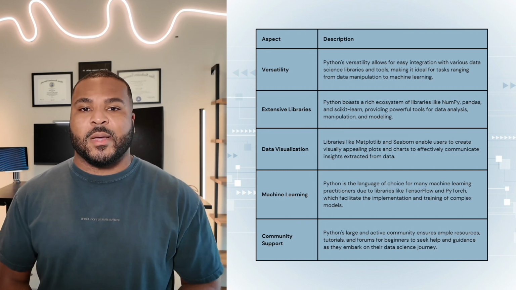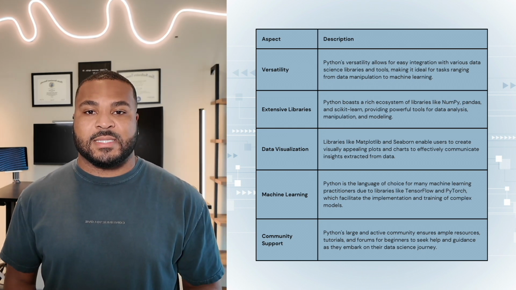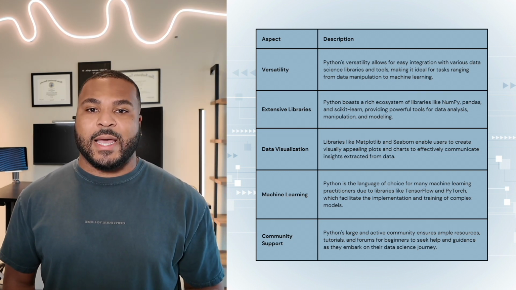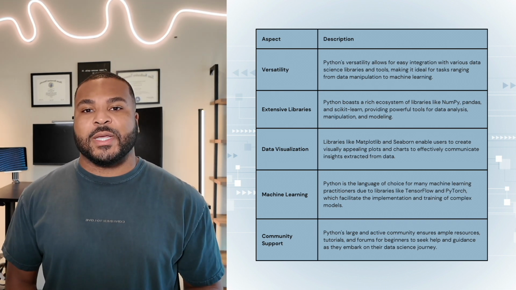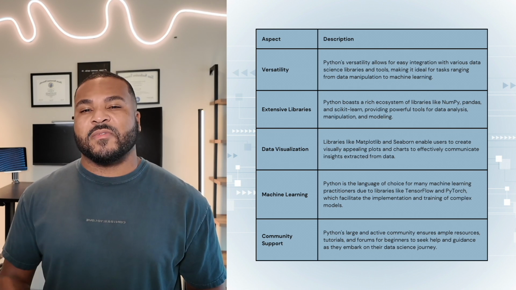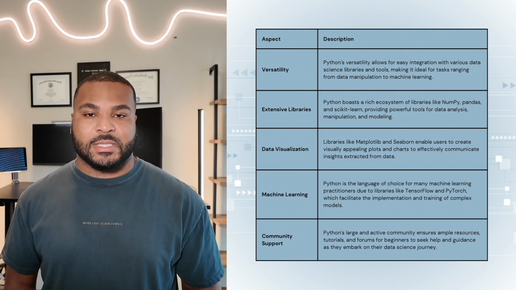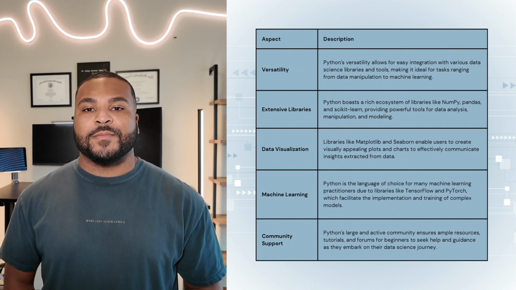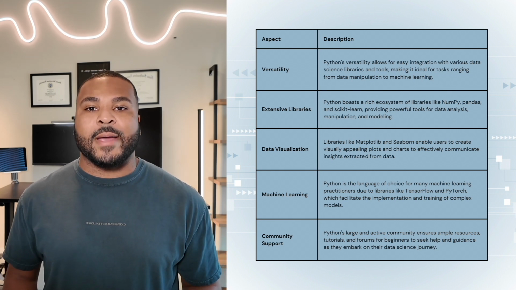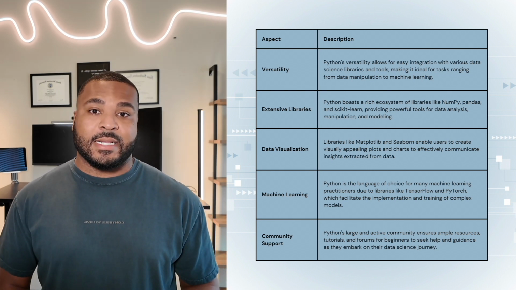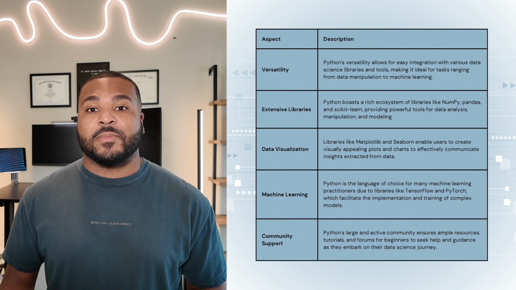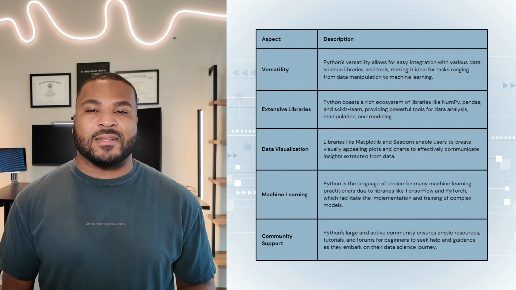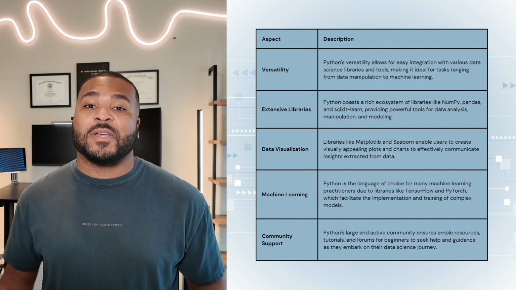And lastly, data visualization with Matplotlib. So Python has become a cornerstone in the realm of data science. And there are several reasons why it's widely regarded as the go-to language for anyone venturing into this field. First and foremost, Python is incredibly versatile. What does that mean? Well, it means that Python can be used for a wide range of tasks in data science. Whether you're wrangling messy data, analyzing trends, building predictive models, or creating stunning visualizations, Python has got you covered.